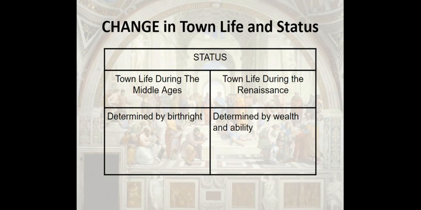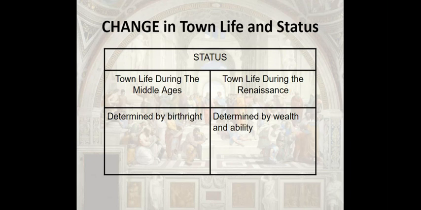And the final comparison that we'll do between the Middle Ages and the Renaissance is in status. Again, feel free to pause this video and just jot down this chart. Town life in the Middle Ages is determined by birthright. So you were born into a family, and if you were born into a royal family, like congrats, you're royalty now. But if you were born into a peasant family, you're going to be a peasant for the rest of your life. There's really, really no transition. There's not a lot of upward mobility.